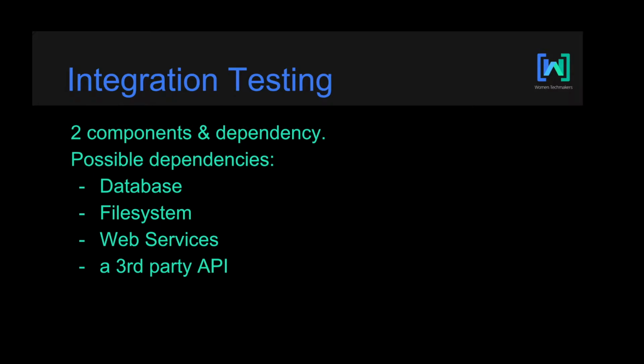Yeah. So now we move to integration testing. There is already a definition there. This is mostly about when you have two components and they are depending on each other. So what could these possible dependencies be? You already see it, but maybe rather than this database, file system, web services, and third-party APIs, what could you imagine? Or why do you think they are dependencies? Anyone wants to say something about it?